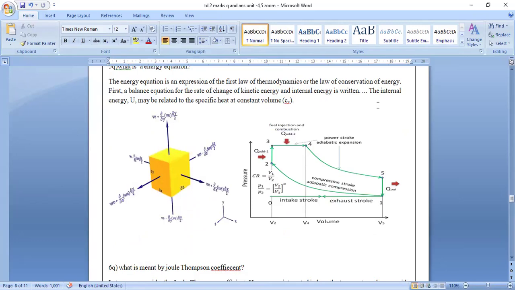So the law is converted into some of the internal energy and external work. First, a balance equation for the rate of change of kinetic energy and internal energy is written. So a sum is given for the kinetic energy, that is internal energy. The internal energy U may be related to specific heat at constant volume only. So for internal energy, you are keeping the constant volume C.